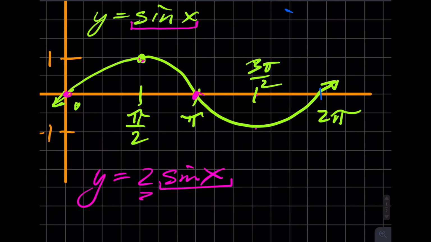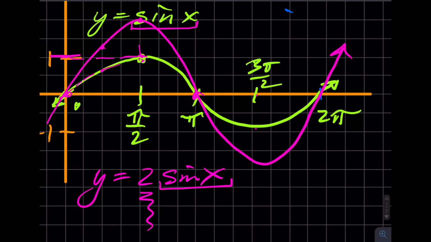But because of this multiplier, this 2, all of these values are going to be twice as much. So this 0 will be 0 times 2, which is 0. But this value will be 2 times as much, so it's going to be around there. And this 1 will be 2. It'll be up there. And so what ends up happening is I get this going on with my sine function.